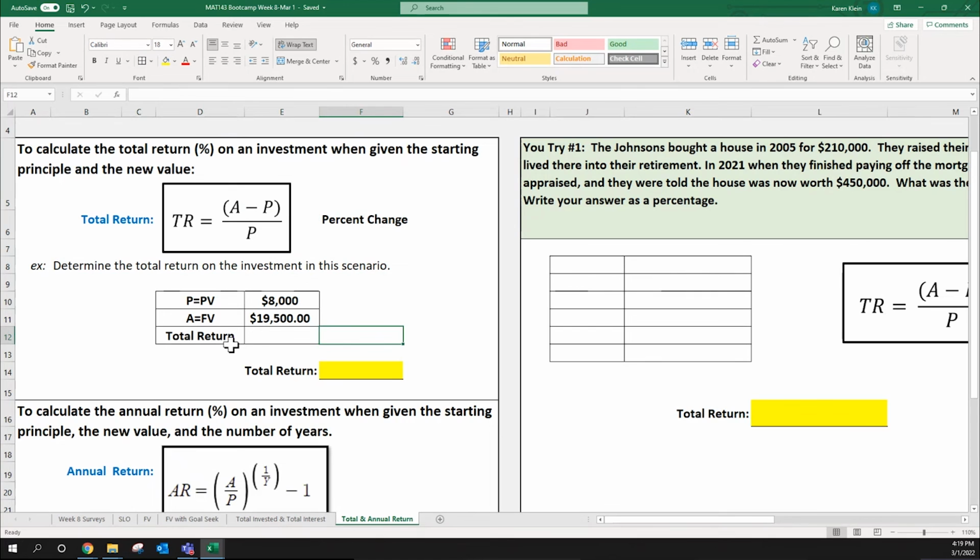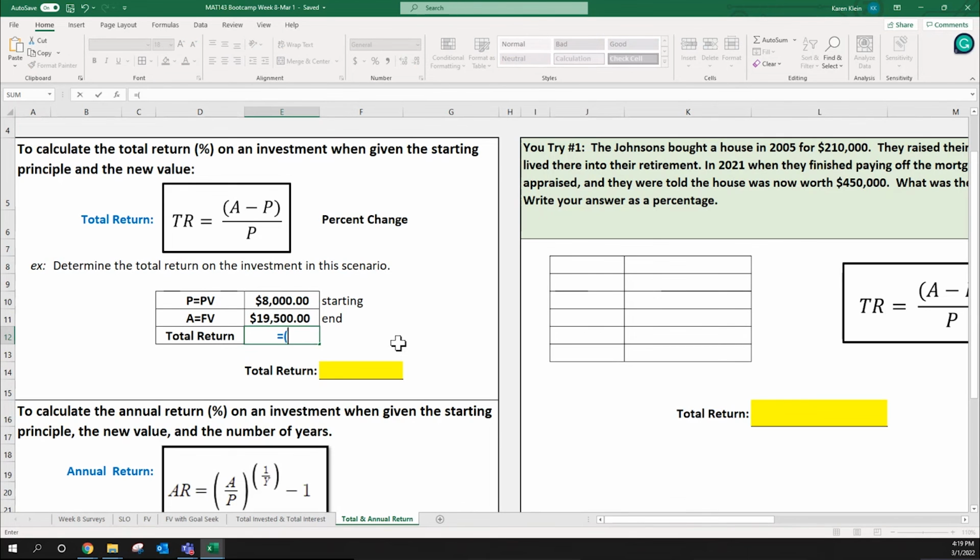So let's take a look at this investment here. Suppose that I had an investment where the initial amount, so this is the starting amount, it was equal to 8,000, and then the end amount was 19,500. And now I don't know what this investment is. This is just showing me what it was at the beginning compared to what it was at the end. So I can find the total return or that percent change. And how I'm going to do that is I'm going to say equals parenthesis. I'm going to take my end amount, my A value, subtract off my P value in the parentheses, and then divide by that P value.